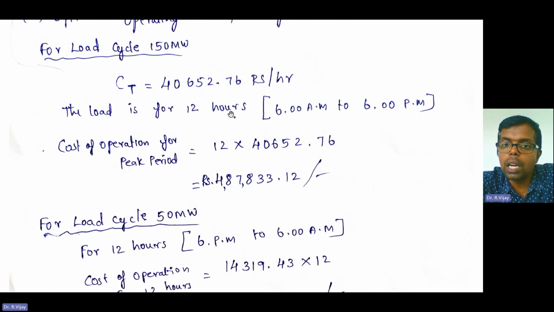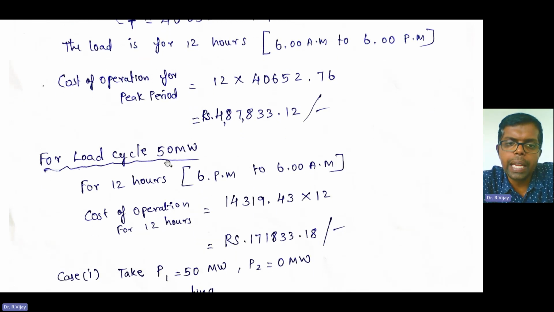This load is for 12 hours alone, that is 6 a.m. to 6 p.m., as given in the problem. So we are calculating for 12 hours: 12 into this cost gives the operating cost for 12 hours alone. If you multiply this with the calculated total cost, we get rupees 4,87,833.12. That is the cost of operation for 12 hours when it is 150 megawatt.